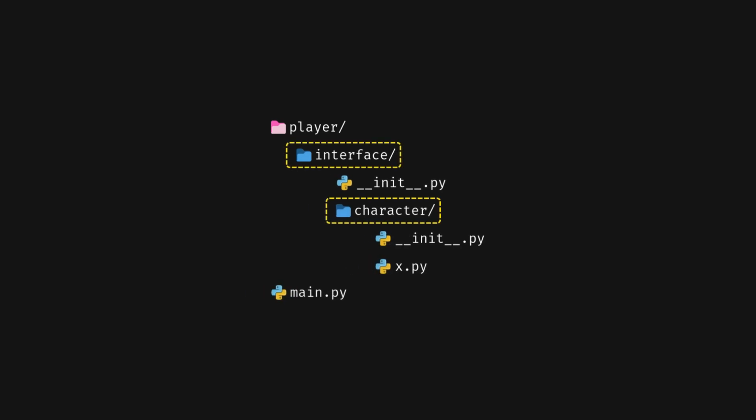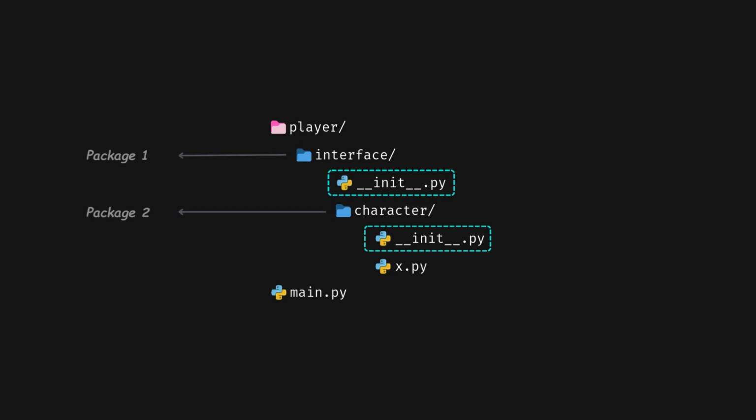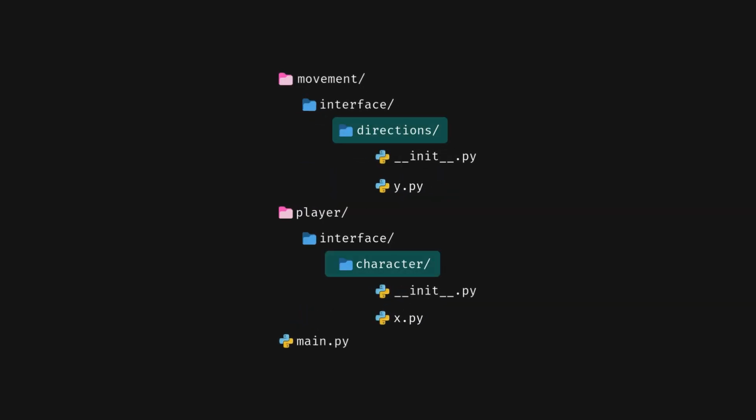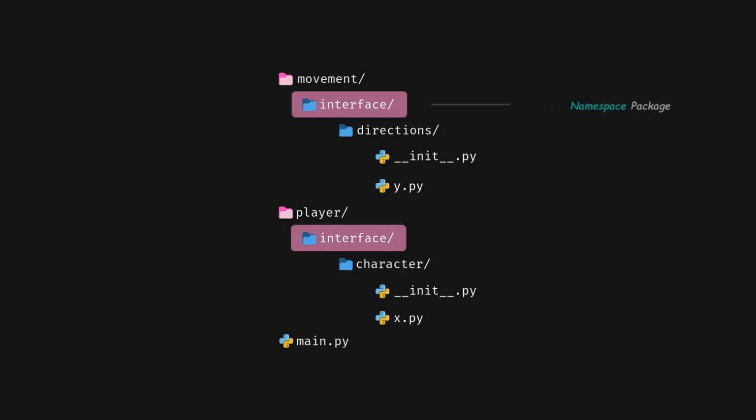These are self-contained packages that live in their own directory and include an init file to signal Python that this directory is a standalone package with its own modules. If I modify the previously created directory structure like this, directions and character become regular packages and they don't need to share their namespace with other directories, whereas interface is still considered a namespace package.